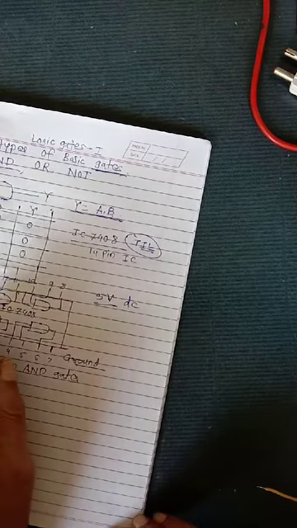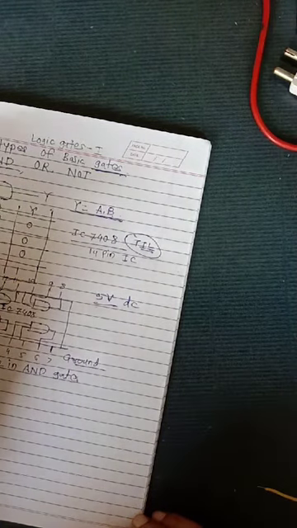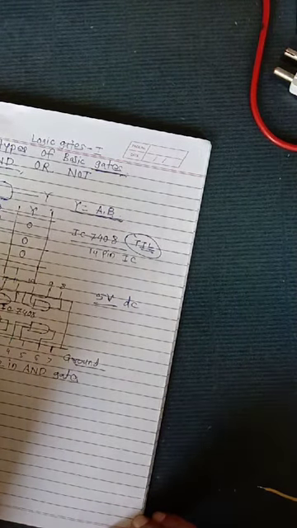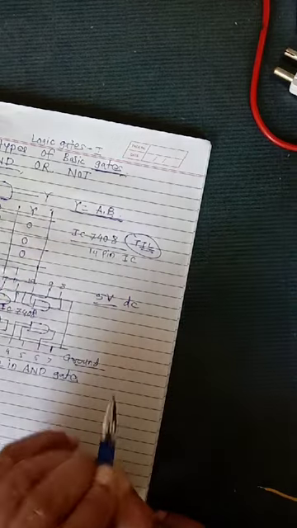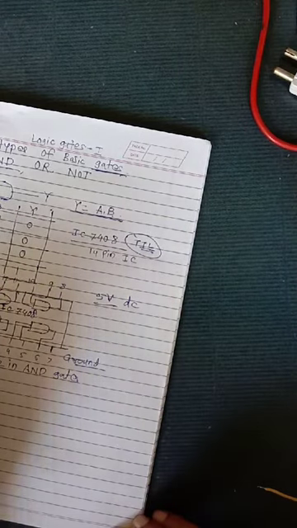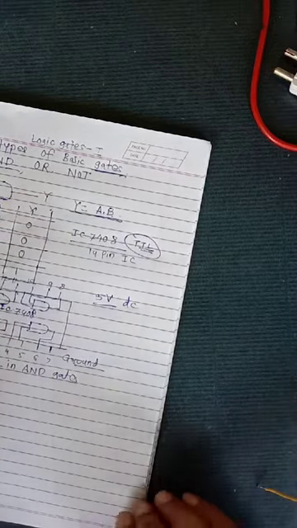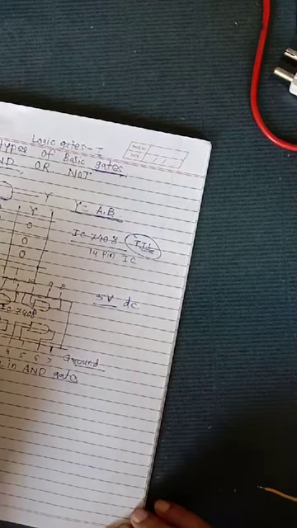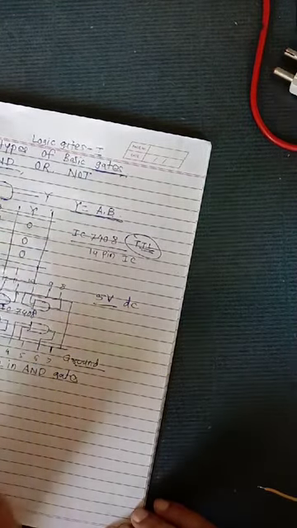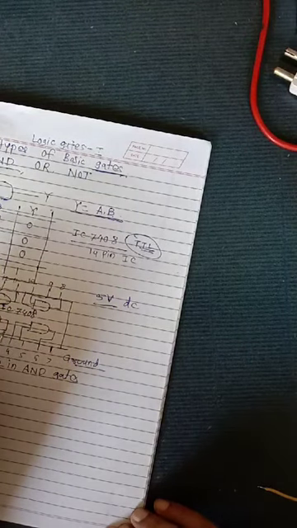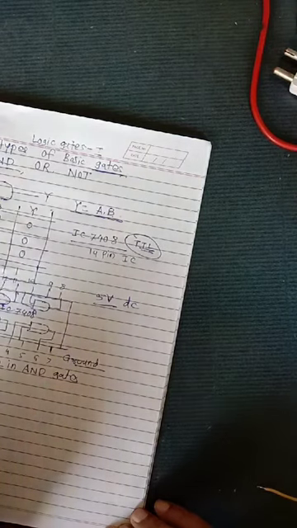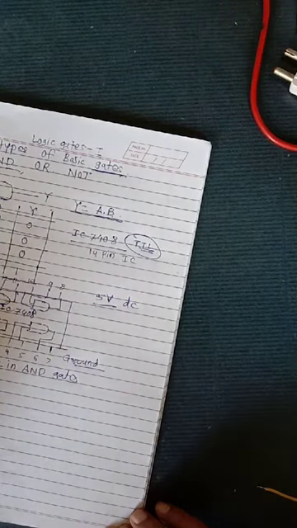To verify the truth table of the AND gate, we use this IC 7408. We can choose any one AND gate among these 4 gates, and we can verify the truth table of the AND gate.